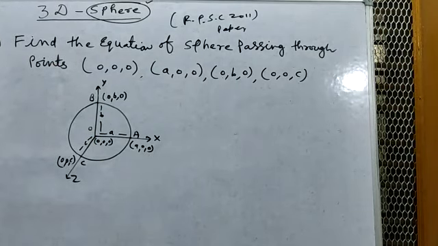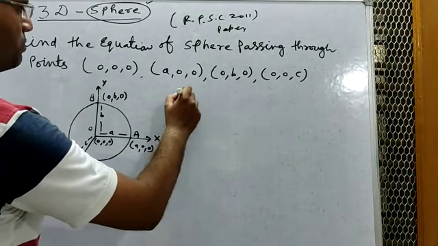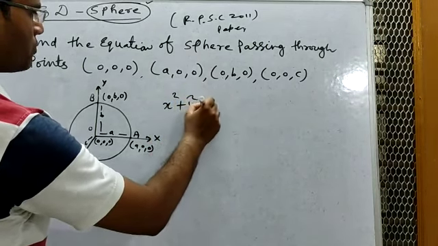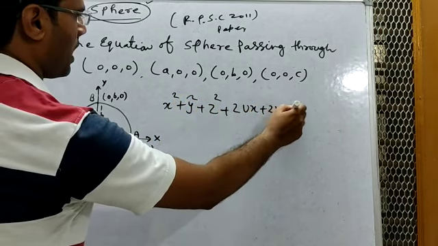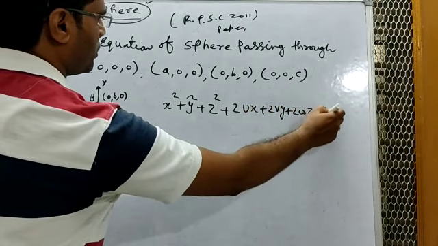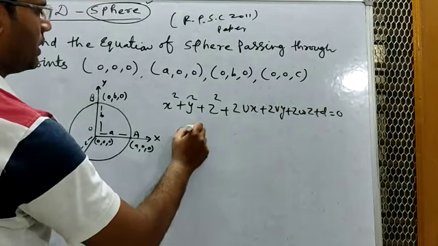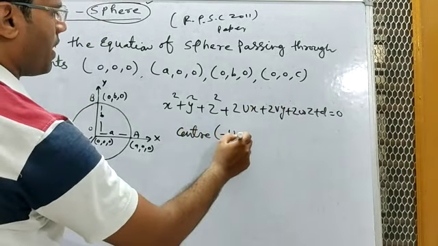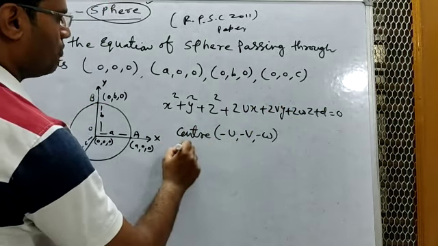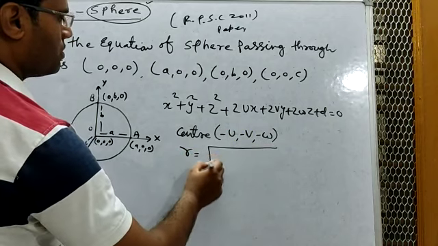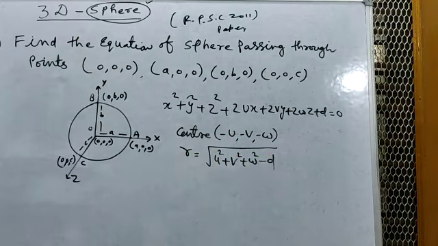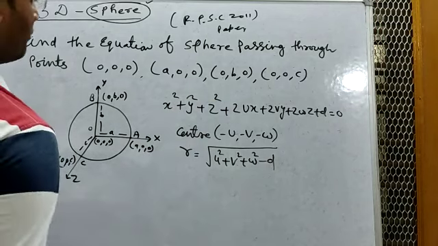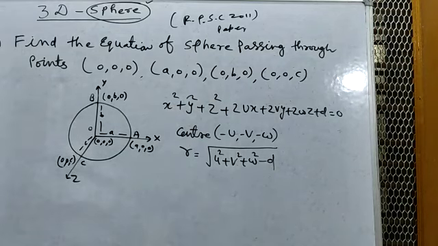As we know, the standard equation of a sphere is x square plus y square plus z square plus 2ux plus 2vy plus 2wz plus d equal to 0, where the center of the given sphere is minus u, minus v, minus w and the radius is the square root of u square plus v square plus w square minus d. Friends, that is the center and radius of a given sphere. So we will discuss the given question.